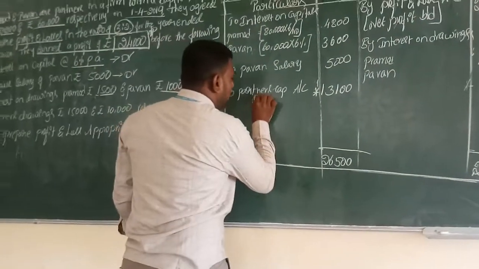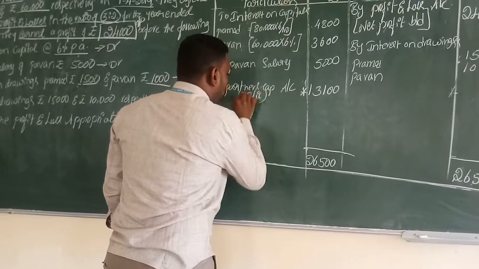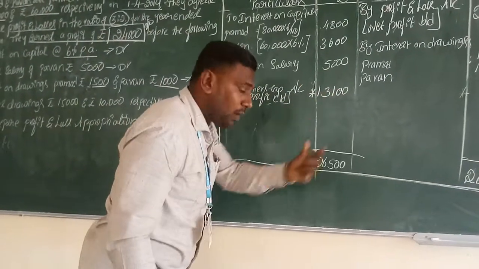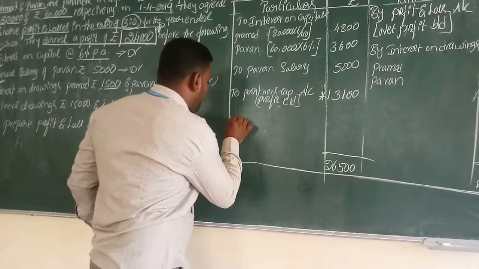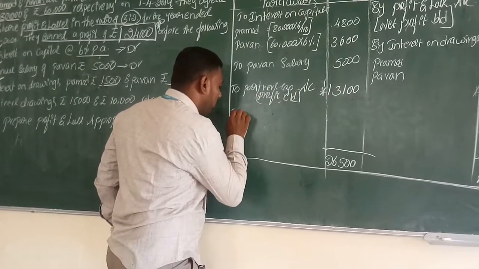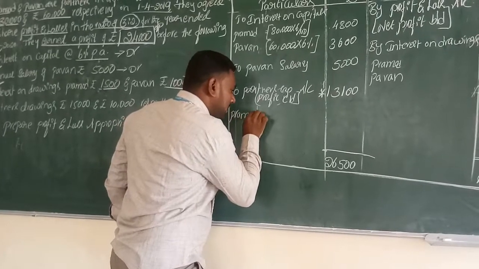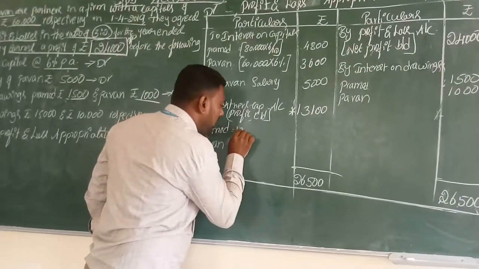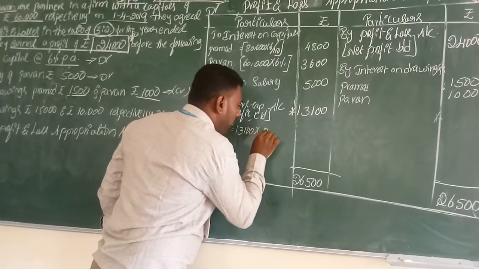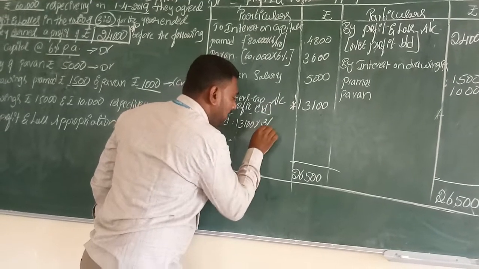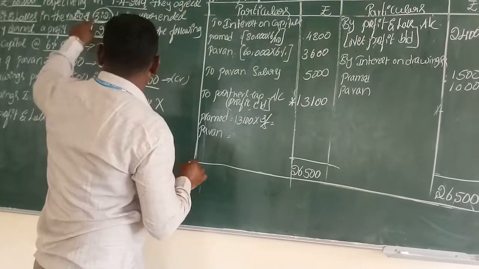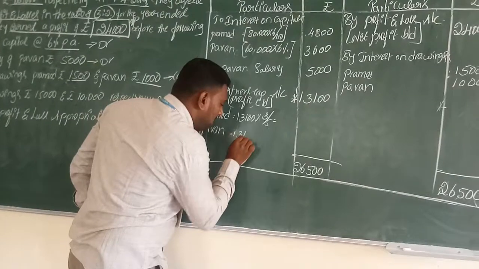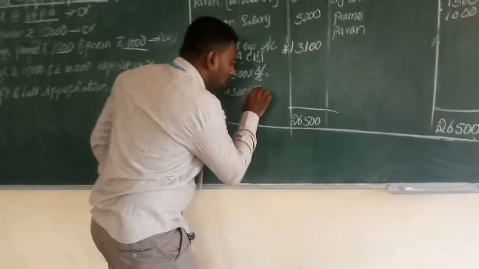So this will be considered as a profit carried down, that we have to write. So this profit we have to distribute according to the ratio. First partner is Pramod, second partner is Pawan. So 13,100 into 3 divided by 5. How? The ratio is given, 3 plus 2, that makes 5. First partner is 3 by 5. Second partner is 13,100 into 2 divided by 5.